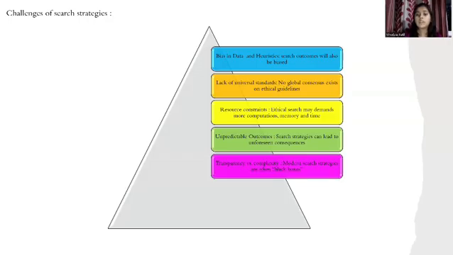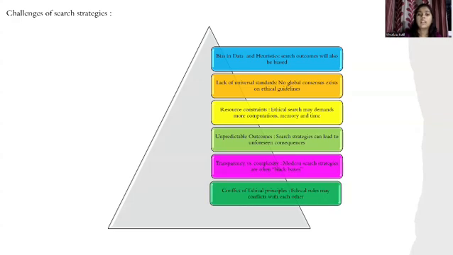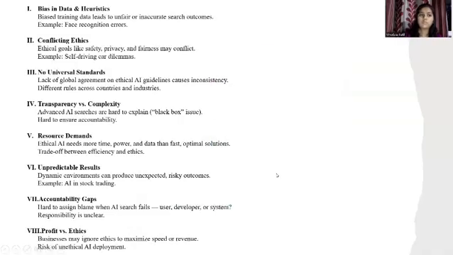Next, transparency and complexity. Modern search strategies are often black boxes. Next is challenge: conflict of ethical principles. Ethical rules may conflict with each other. So, one by one, this is an explanation. An example is also included.